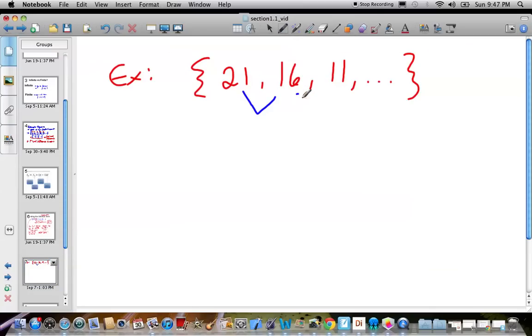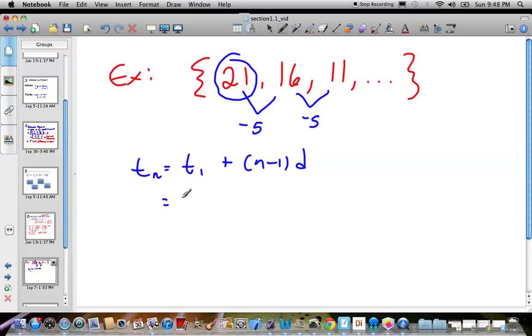This one you can see the difference. Let's see. It's going down by 5, so minus 5. So my first step, found my difference. So T of n is equal to T1 plus n minus 1 times D. D is negative 5. My first term right here, 21.